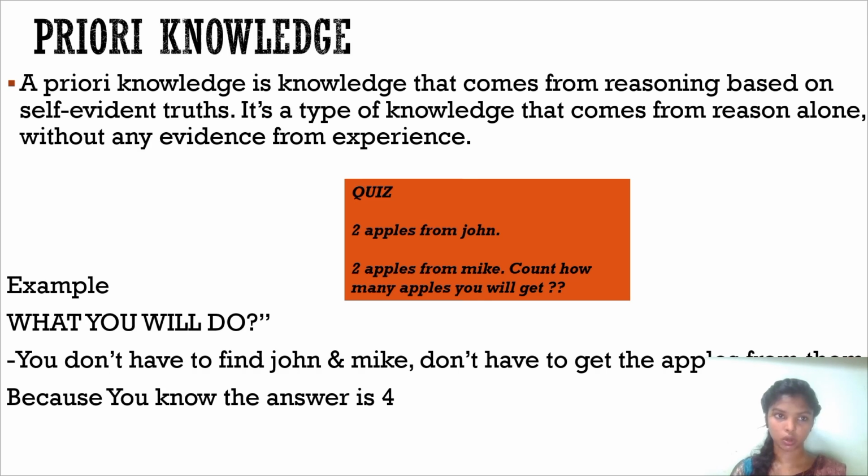First one is a priori knowledge. A priori knowledge is knowledge that comes from reasoning based on self-evident truths. It's a type of knowledge that comes from reason alone, without any evidence from experience.